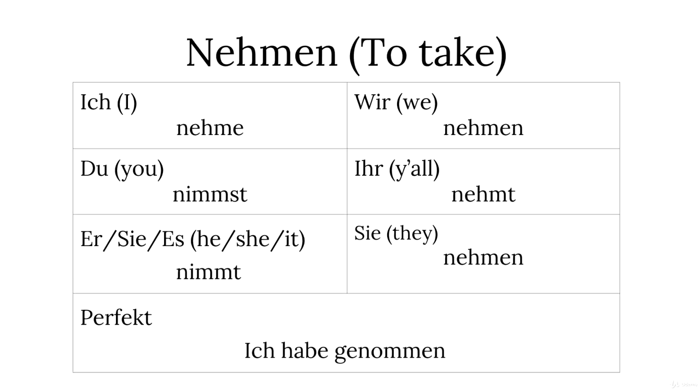The verb to take means nehmen. Nehmen. And it goes like this. Ich nehme. Du nimmst. You change A into E. Sie es nimmt. Wir nehmen. Ihr nehmt. And sie nehmen. In der Vergangenheit, you say, ich habe genommen.